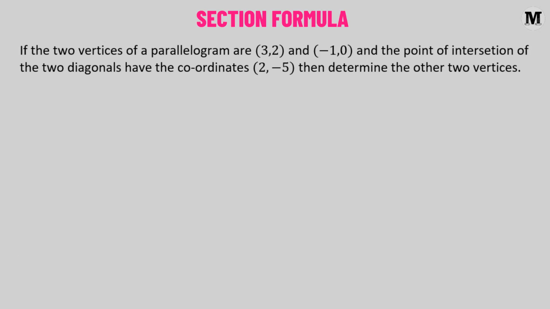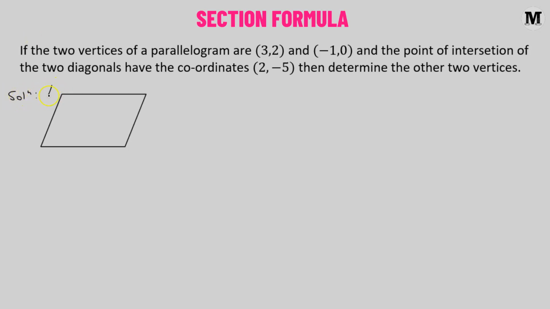If the two vertices of a parallelogram have the coordinates (3, 2) and (-1, 0), and the point of intersection of the two diagonals has the coordinates (2, -5), then determine the other two vertices. So let's try to understand the problem graphically first.